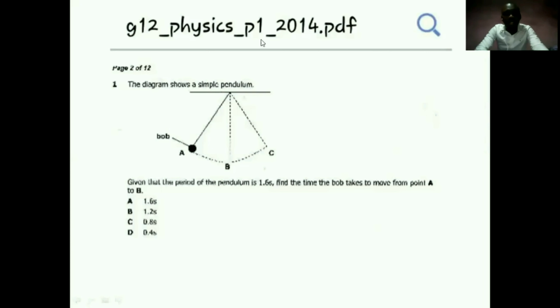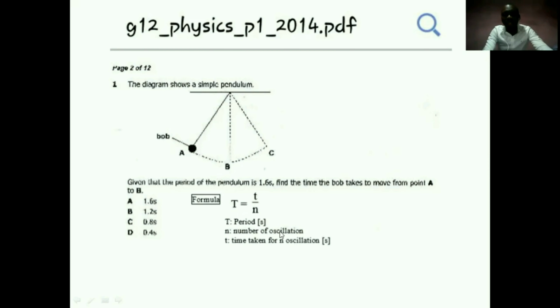The question says the diagram shows a simple pendulum. Given that the period of the pendulum is 1.6 seconds, find the time the bulb takes to move from point A to point B.